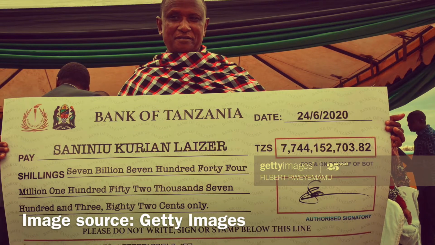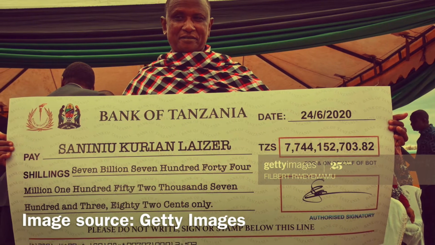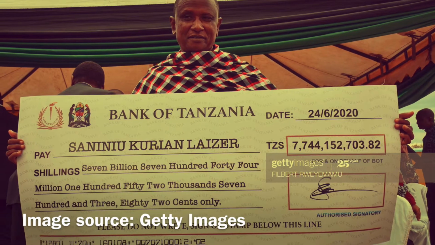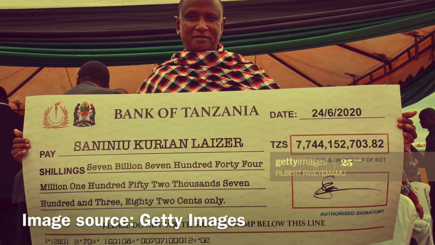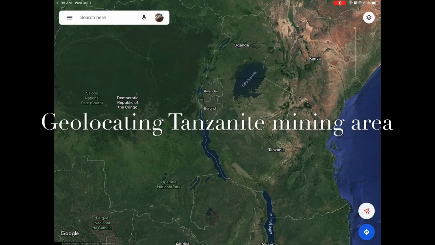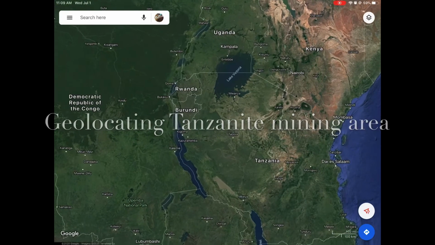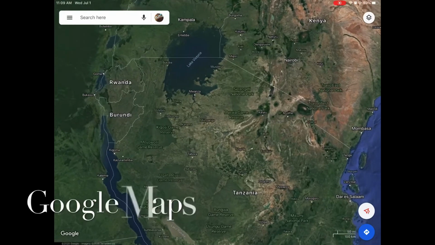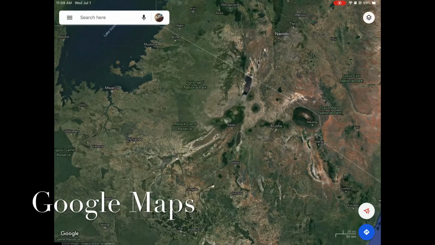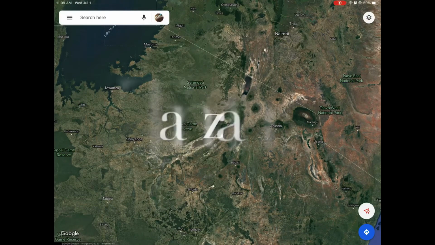Today we'll be looking at the recent Tanzanite discovery by a gentleman by the name Saniniu Kurian Laser. But before we do that, we have to understand where this mineral was discovered. So we'll try and geolocate through Google Maps the potential area where the discovery was made, which is in Tanzania.